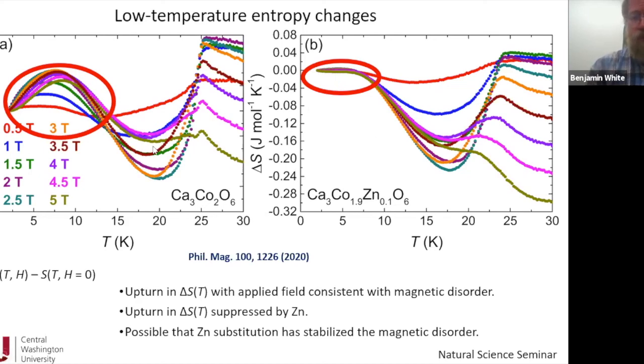If you apply pressure to calcium-3, cobalt-2, oxygen-6, you stabilize one of those magnetically ordered states, and the other ones aren't there. And there's at least one example in the literature of replacing calcium with some rare earth elements where you stabilized a different magnetic structure, but again, reduced the disorder. So this seems to maybe fit in with that paradigm.